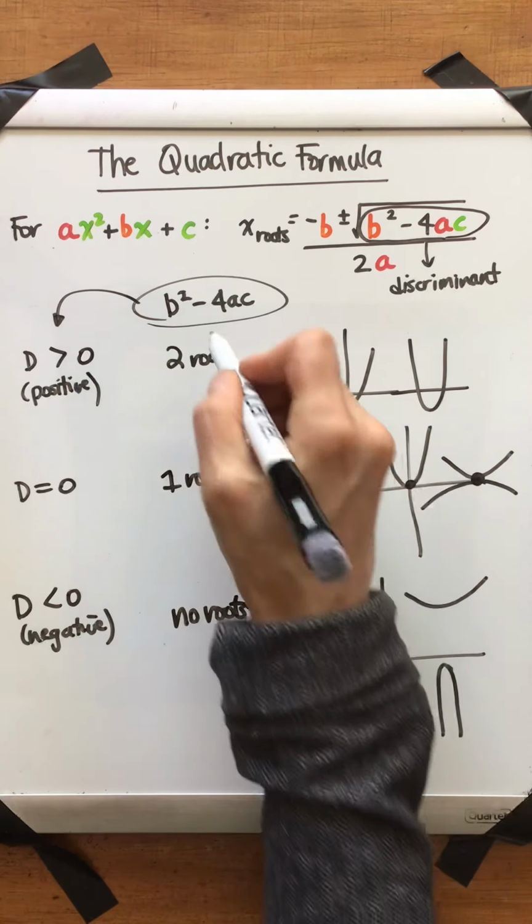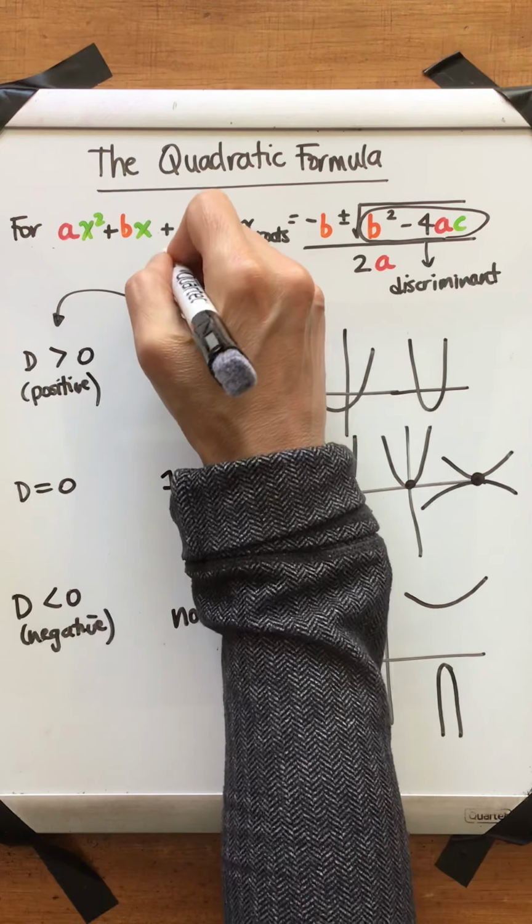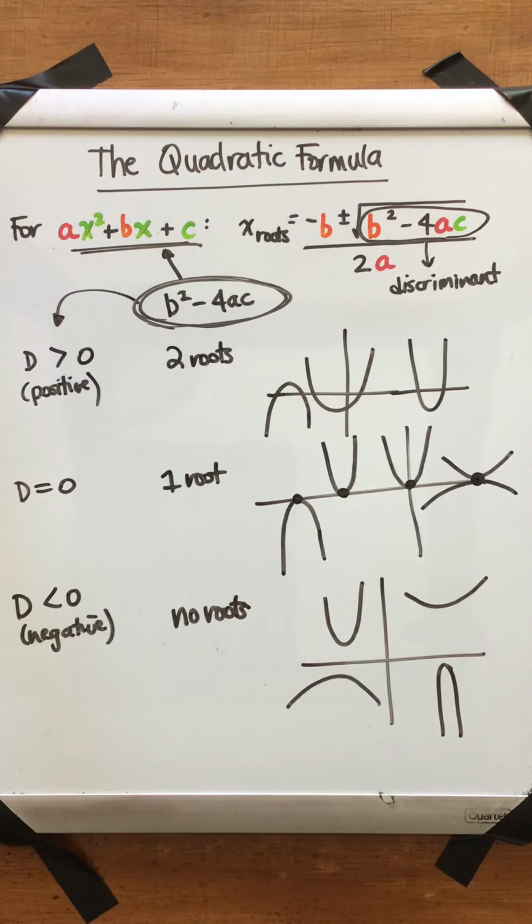So this discriminant is a really great tool, especially when you're given the equation for a quadratic in standard form. I'll stop this video here and pick up the next one with some more examples for this lesson.